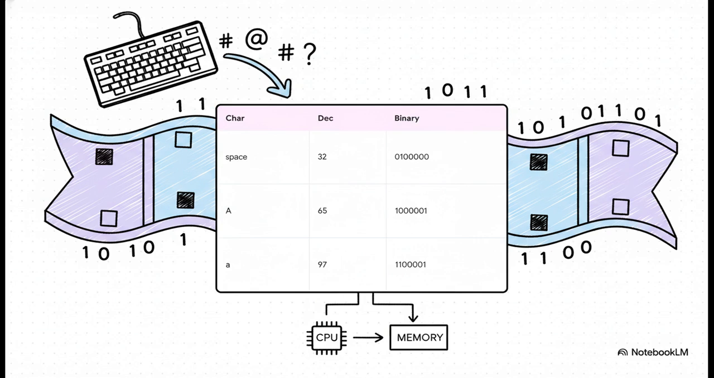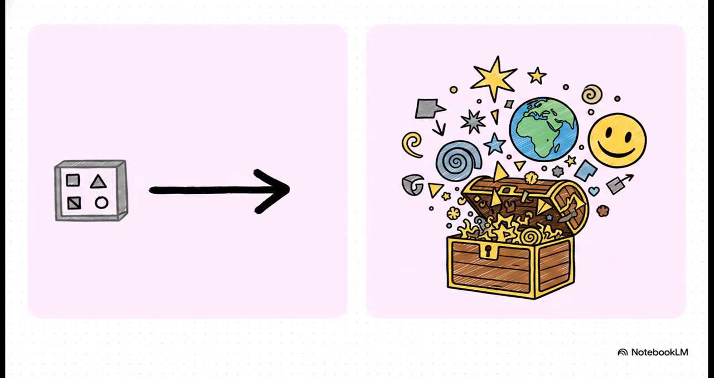If you type a capital A, the computer stores it as the binary sequence 1000001, which equals 65 in decimal. Even just mashing the spacebar sends its own specific binary sequence. It's wild. But ASCII definitely had a limit. It only accounted for 128 characters, mostly just English letters and some basic symbols. As computing exploded globally, we obviously needed more.